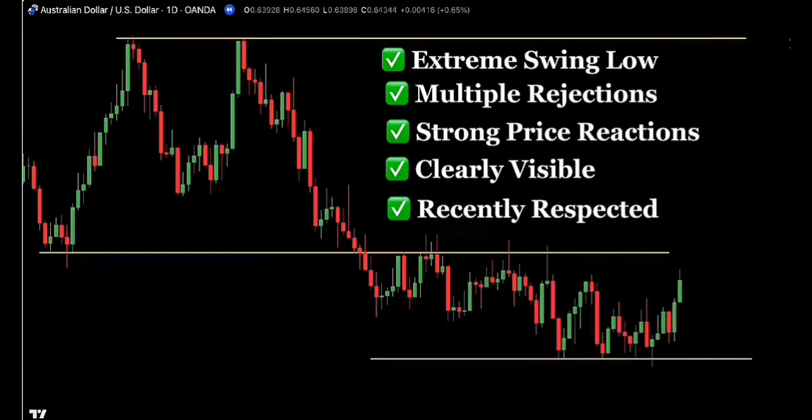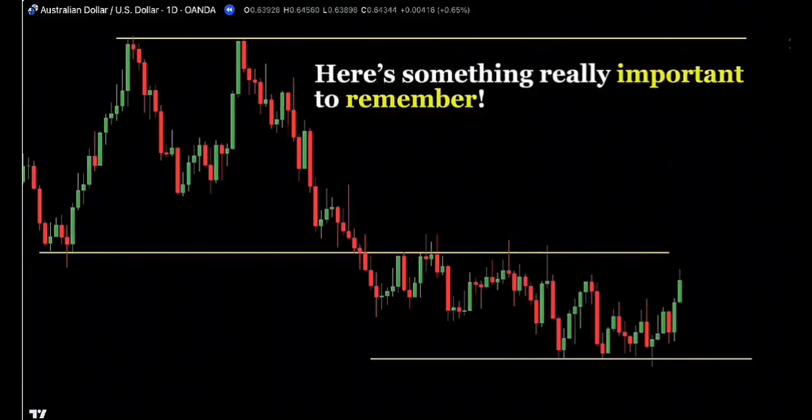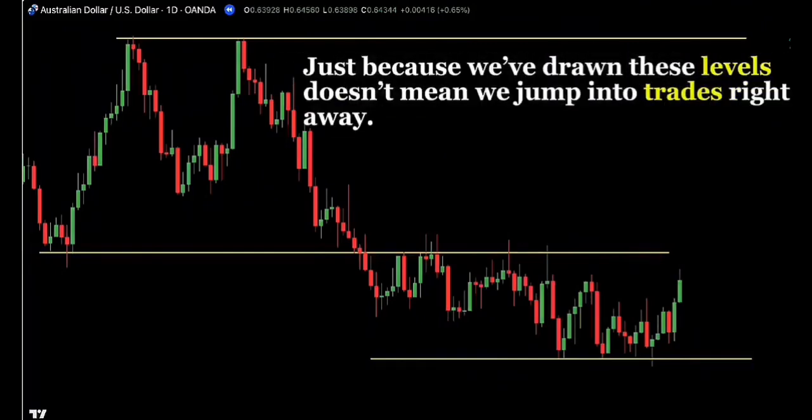Recently respected. Since this level has been tested in recent price action, it is still relevant for current trading decisions. Now, here's something really important to remember. Just because we've drawn these levels doesn't mean we jump into trades right away.